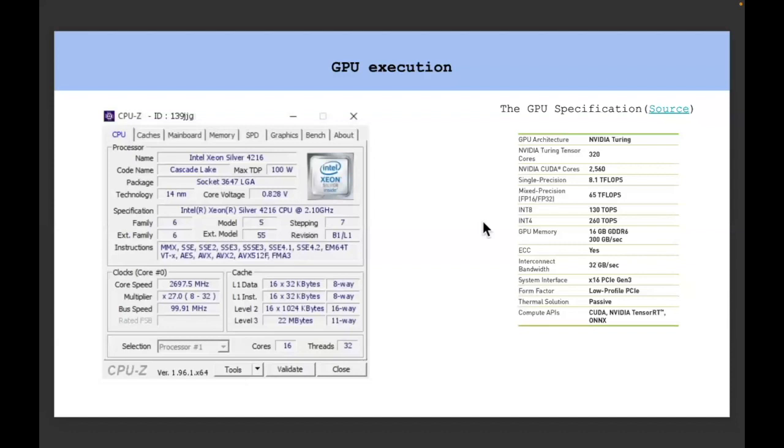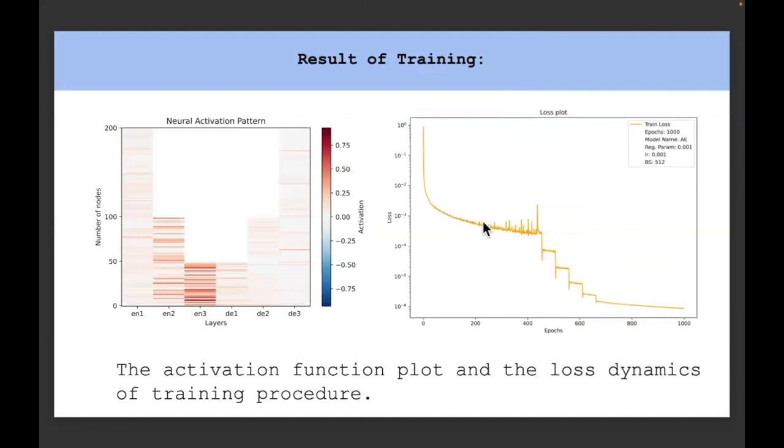So I would like to mention that we had only one GPU, so no data parallelization was studied. So let's go deeply into the training procedure and the results, and how it works.